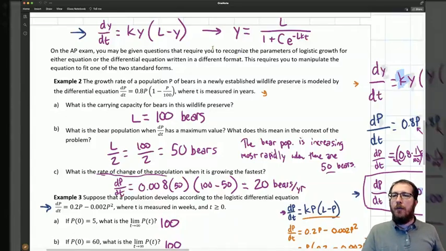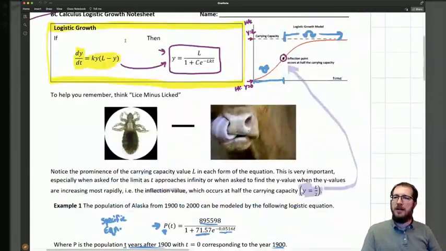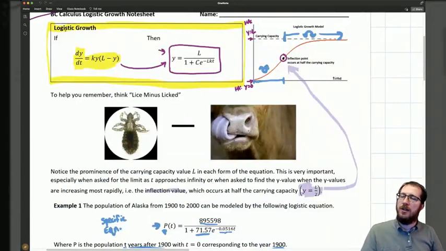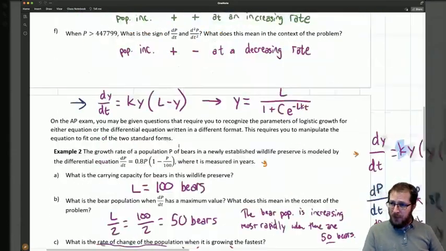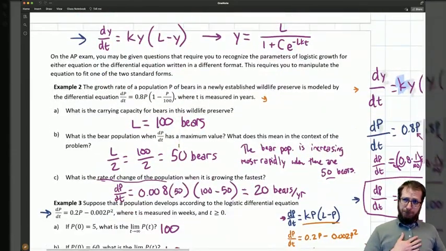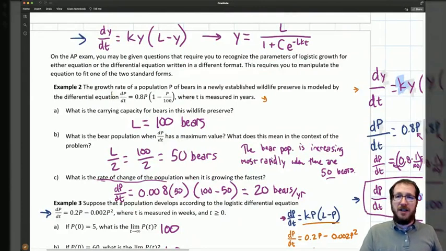All right, logistic growth part 2. So in the last one, we talked about our differential equation for logistic growth and our function y as a function of t for logistic growth. So let's look at some more examples of how we're going to need to be able to use these.